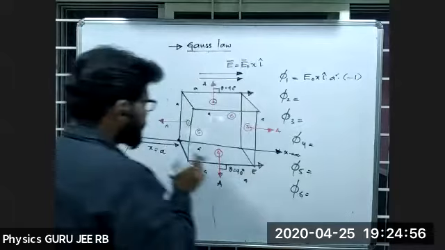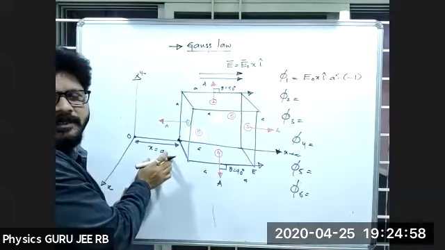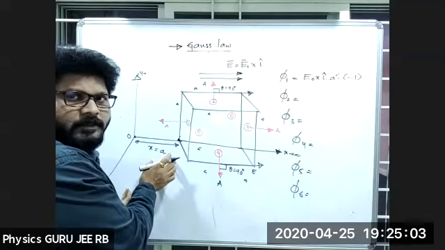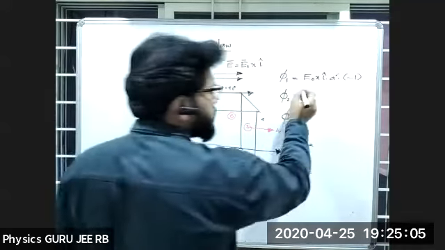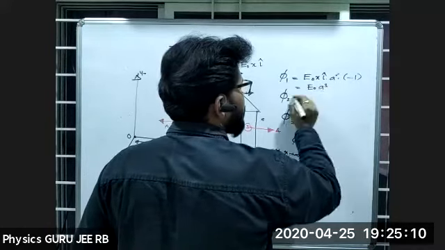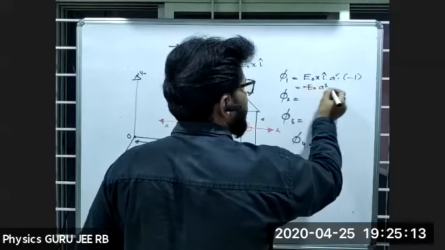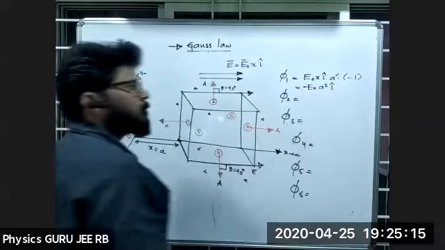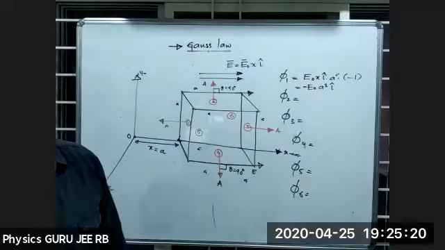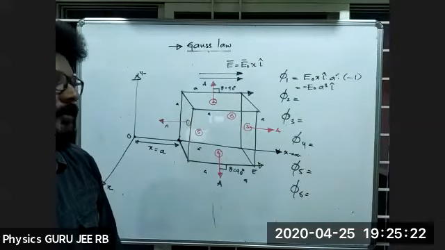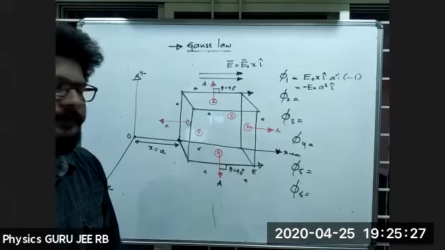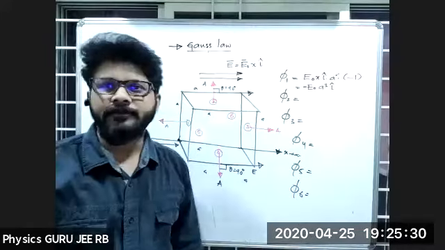But what is the value of x? x is nothing but a. Simply substitute the value of a. Is it clear? So if I substitute here, I get E naught a into a cube, which is minus E naught a cube I cap. Is that clear? Yes. Next, what is phi 2?